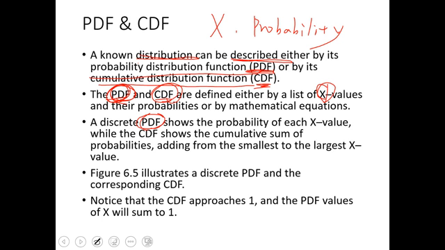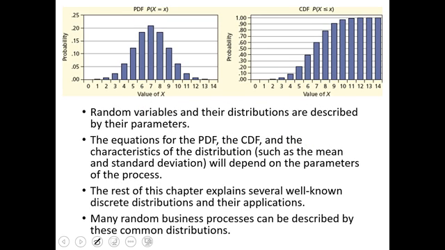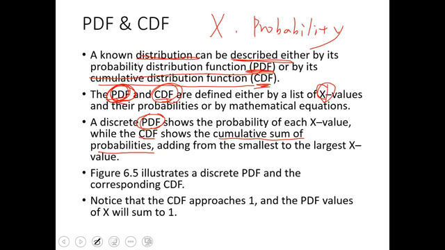The cumulative distribution function is the cumulative sum of probabilities. The cumulative distribution function is the probability that x is less than or equal to xi. That means the sum of the probability of xj, with j from 1 to i.